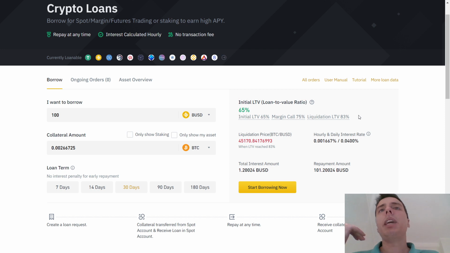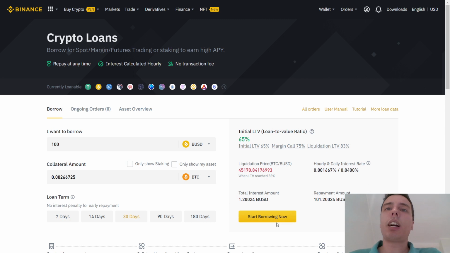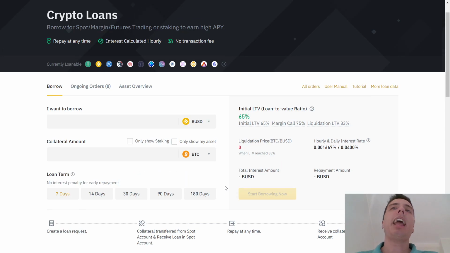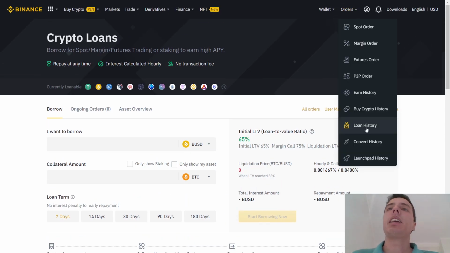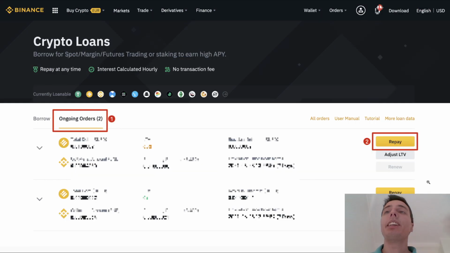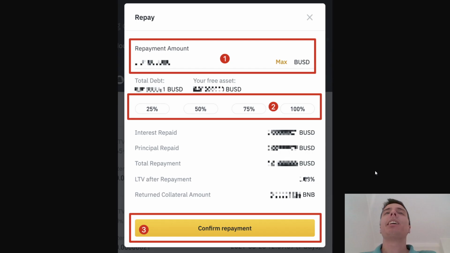So how can we reduce this initial loan to value ratio? Let's say you start borrowing and you want to increase the collateral so that you won't get liquidated. If you want to see your loan and repay, you can go to orders and go to loan history. And here you will see the options to repay and to adjust the loan to value ratio that we just discussed. If you want to repay, you can just click maximum or the 100% and then confirm the payment. You will have all the data here according to your own loan.